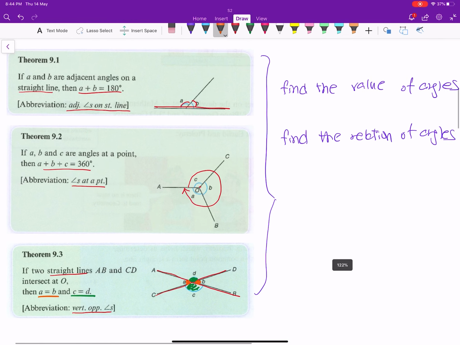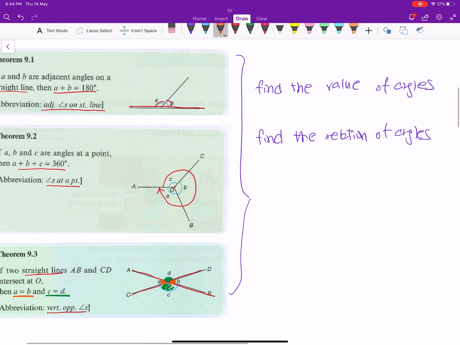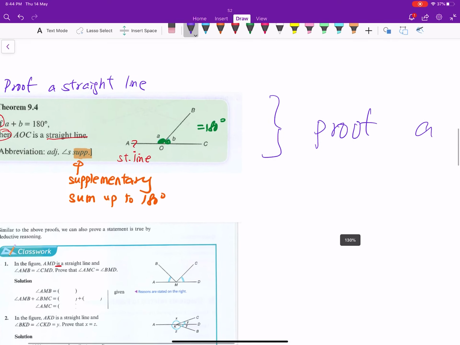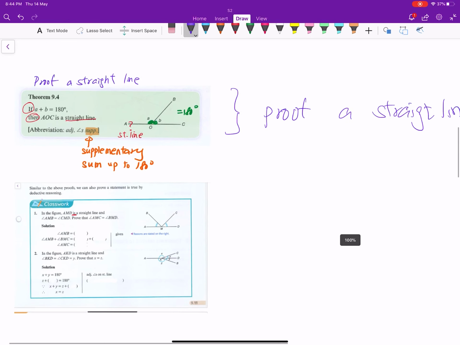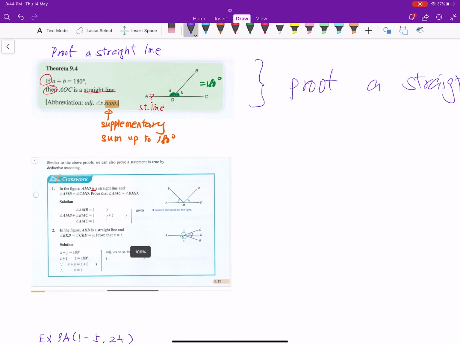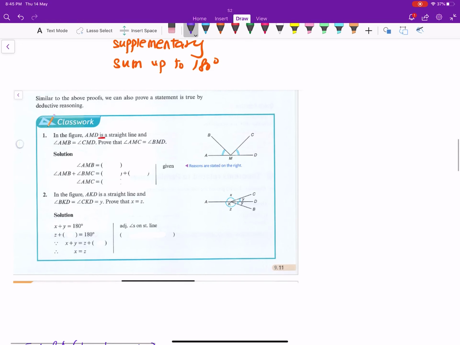Usually, theorems 9.1 to 9.3 are used to find the values of angles, and they are also used to find the relationship of angles. But theorem 9.4 is used to prove a straight line. Alright, let's go to the classwork on the book, page 11.